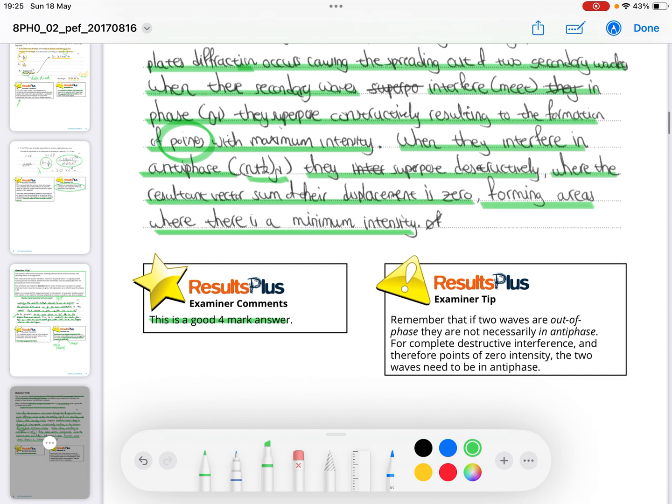And here the examiner's tip again is useful. Remember that if two waves are out of phase, they are not necessarily in antiphase. But for complete destructive interference, and therefore for 0 points of intensity, the two waves need to be in antiphase. So antiphase is when they're exactly the opposite in their cycle. Like that. Okay? Alright, so that's the only time you're going to get complete cancellation, and if the amplitudes are equal. Hope that makes sense.